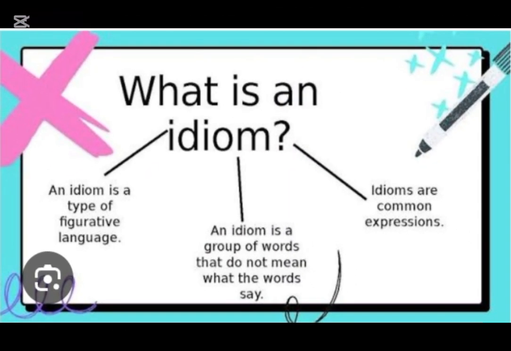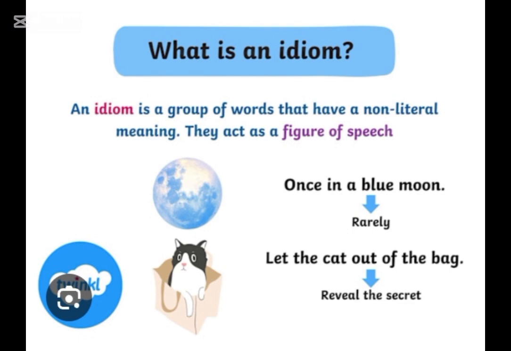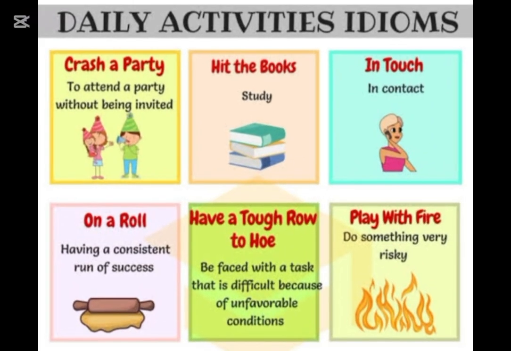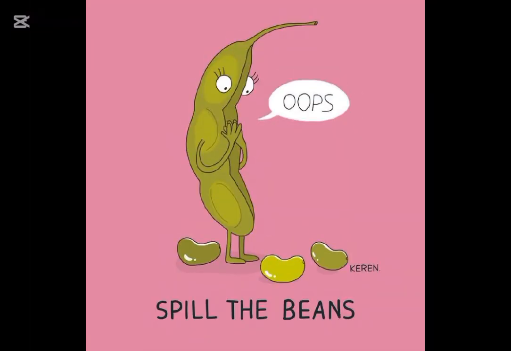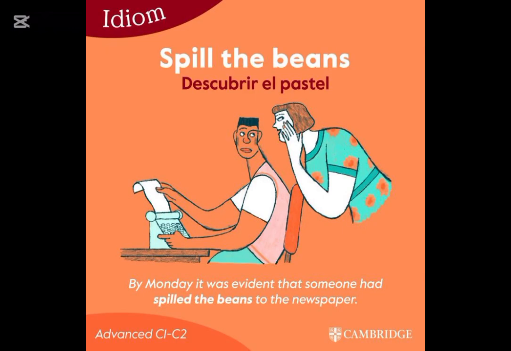Let me begin with idioms. An idiom is a group of words that has a meaning different from the meanings of the individual words. This means that if we translate words one by one, we will not understand the real meaning. For example, the idiom "spill the beans" does not mean dropping beans on the floor. It means revealing a secret.